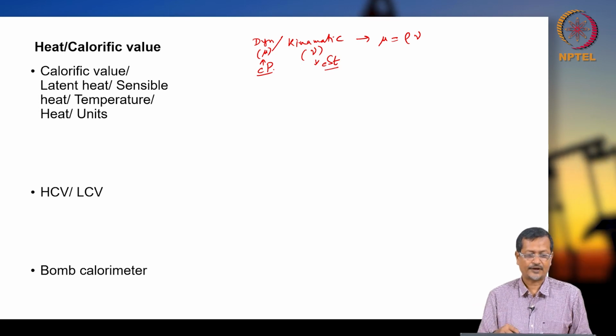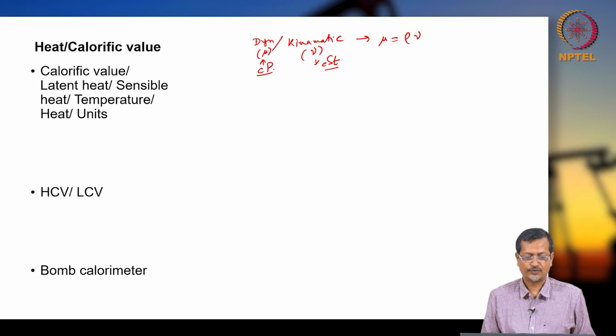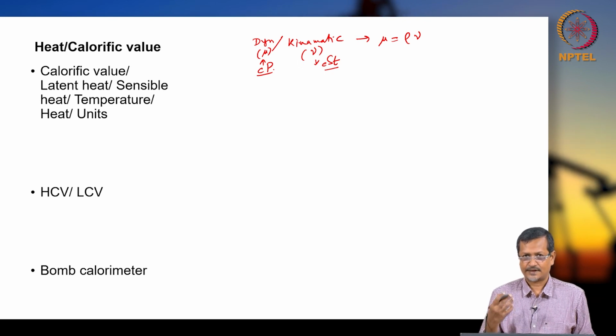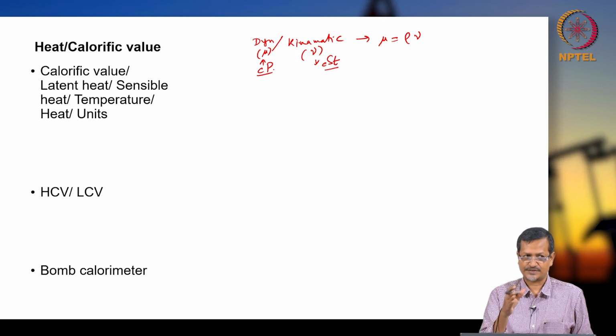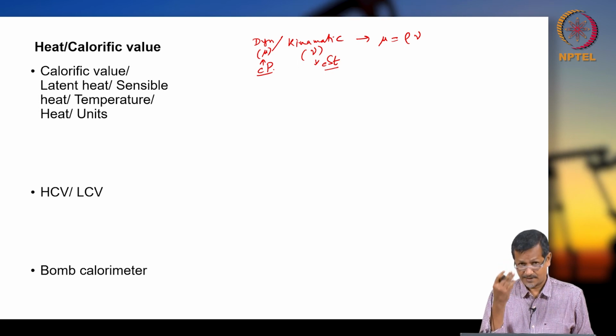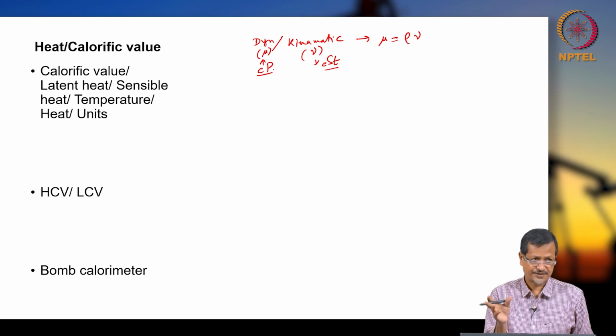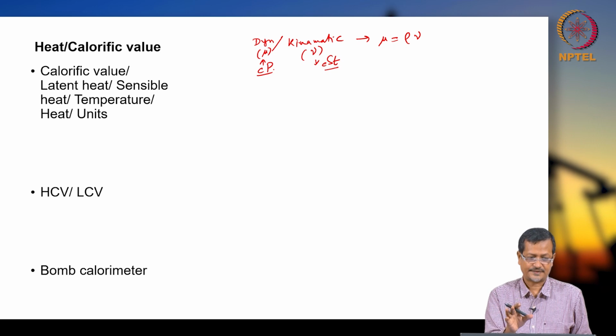Now you see the heat, the calorific value. Heat, you already know, is energy. And how do we measure this? You have to know the whole mass, the specific heat capacity, and the temperature rise. Based on that, you can calculate heat.